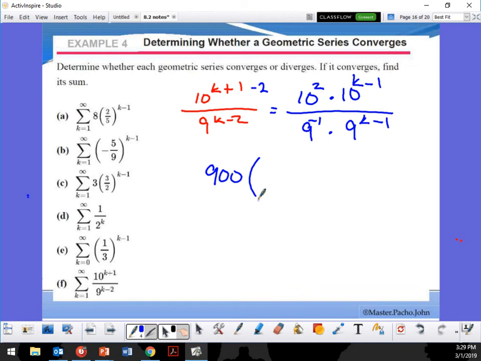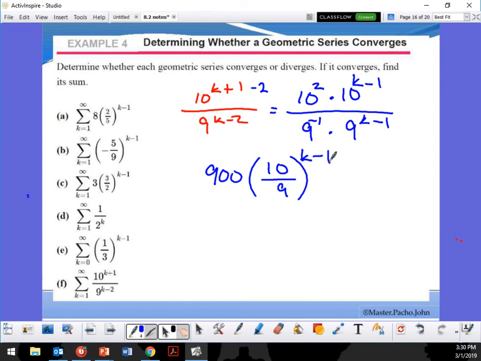What goes next? 10. Do they both have the same exponent? They both have the same exponent, don't they? Since they both have the same exponent, I can write it as 10 over 9 to the k minus 1. Look at all that interesting math that just happened right there. It is interesting. This is algebra. It's like basic algebra, though. This is really not the calculus stuff. This is just basic algebra, just other ways to use it.